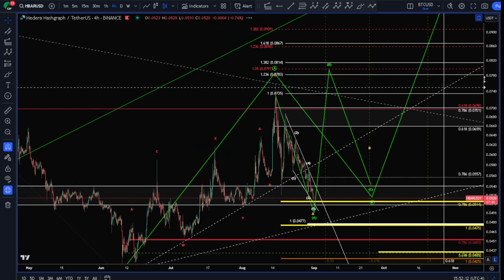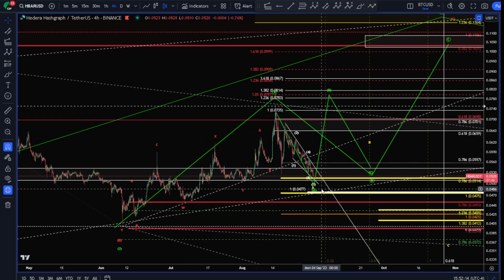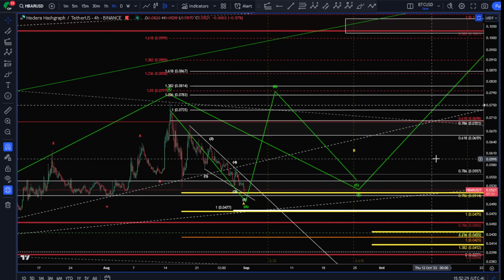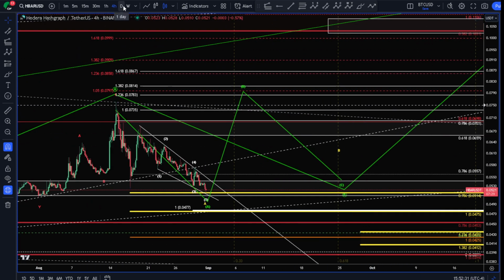And going out to the 4 hour, that's what I mean, where we get our flat here. We got a flat A wave, 3 wave B wave, and we look for 5 waves for our C before making our move up to our larger targets up at 10 cents. And I would suggest you watch previous videos if you want to see my larger view counts on HBAR.